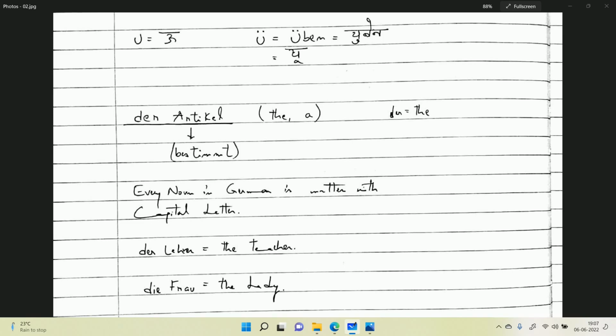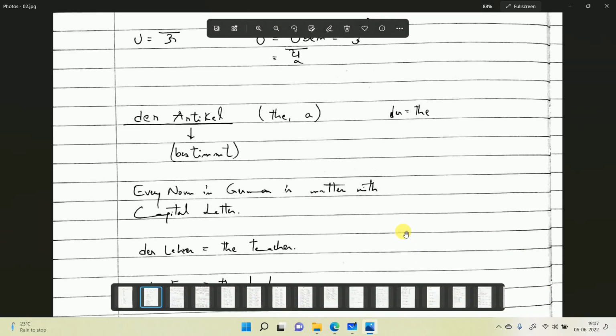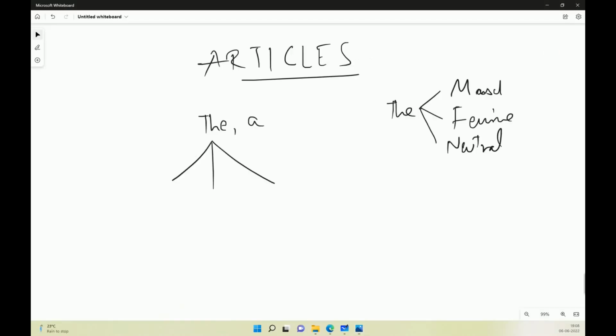Feminine and neutral, masculine. Just a moment. Of course, no kind of problem. Just give me a second, please. All right. Control E. Yeah.